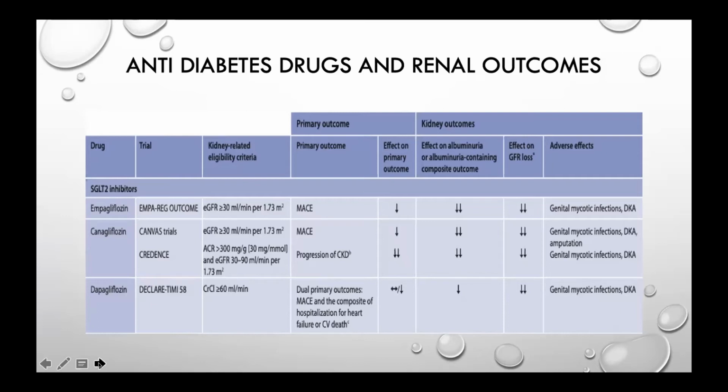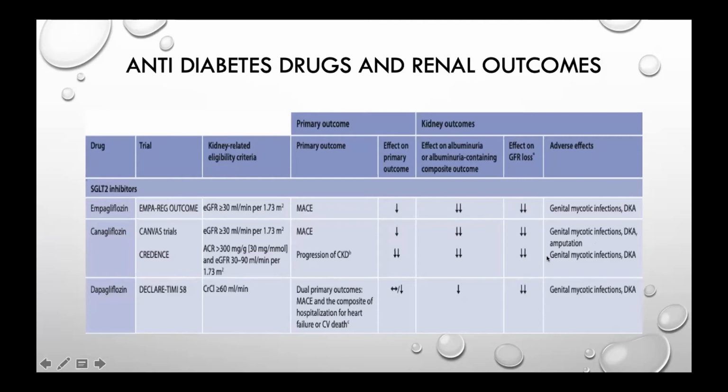And when they started looking at the kidney outcomes, all the gliflozins have shown benefits in decreasing albumin excretion or albuminuria-containing composite outcomes. Effect of GFR loss is there with EMPA, CANA, and DAPA, and you can have genital mycotic infections.